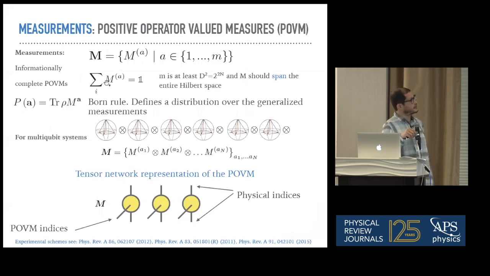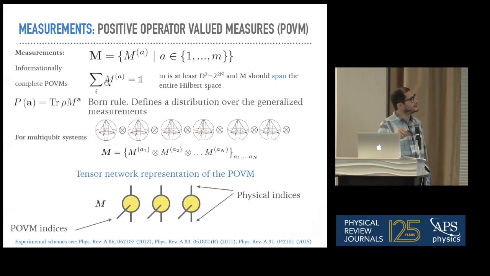So for the measurements, we're going to use positive operator value measures. They're basically a set of measurements or operators that describe the measurements that we're going to apply on the quantum system. And I guess the most important thing is that they're informationally complete. It means many things, but one of them is that you can span any operator in this Hilbert space in terms of these operators.